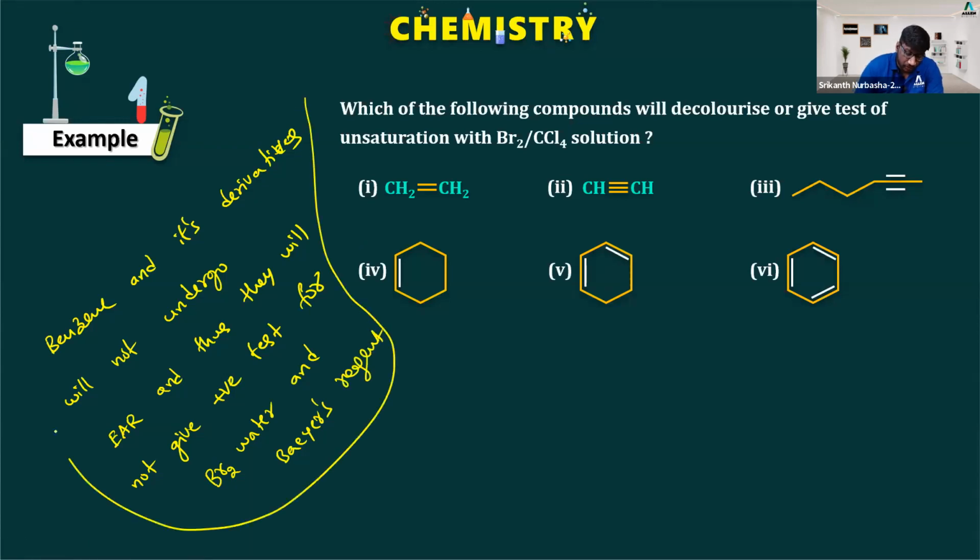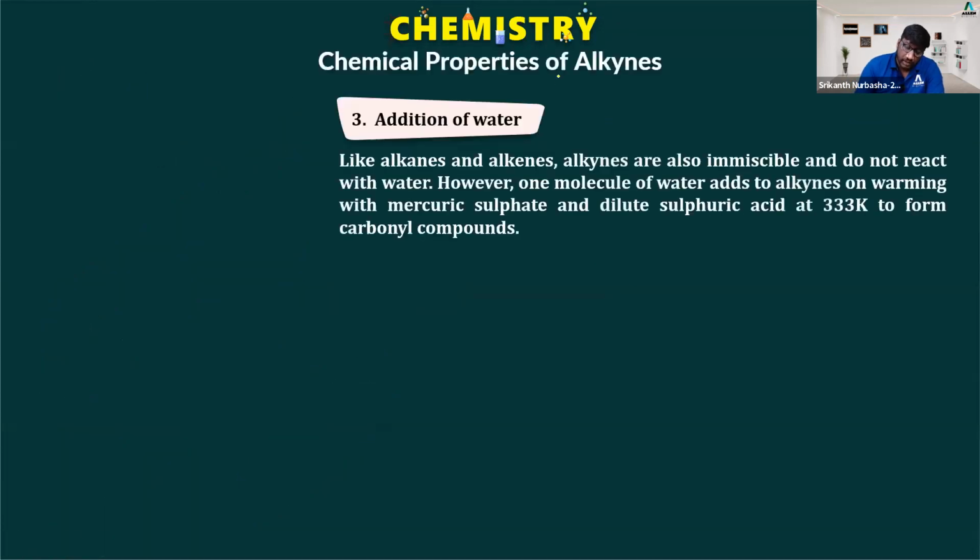Benzene will not undergo electrophilic addition reactions. All these reactions, the Br2 addition, the KMnO4 reaction, are electrophilic addition or oxidation. Such reactions will not be shown by benzene and its derivatives. Remaining compounds will show. Next is addition of water. Like alkanes and alkenes, alkynes are also immiscible and do not react with water.